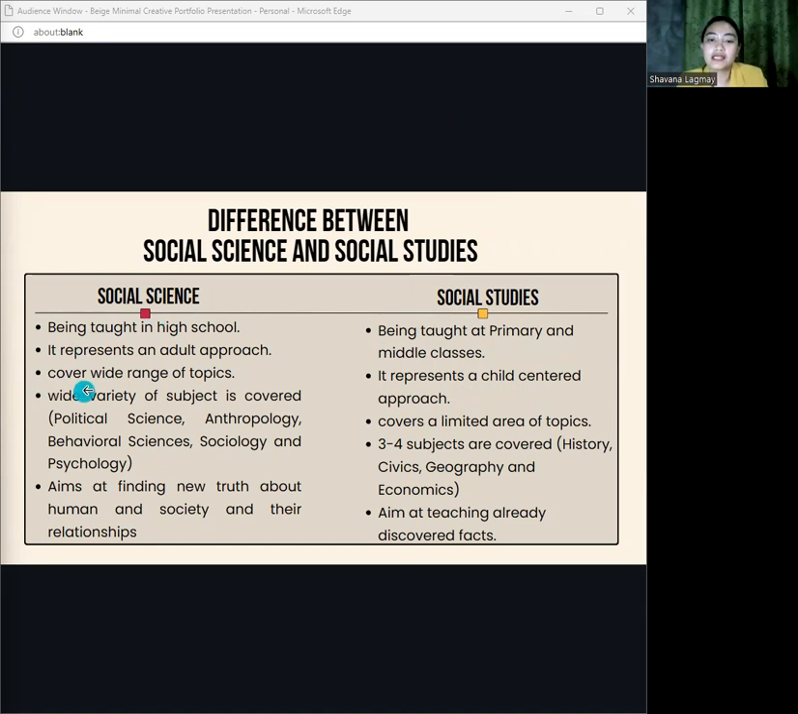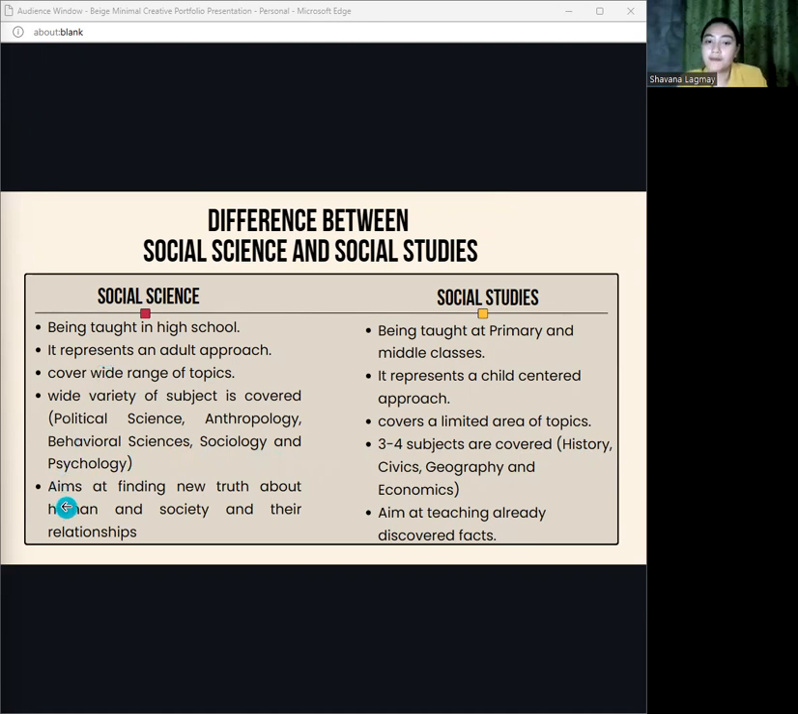Social science covers a wide range of topics, while social studies covers a limited area of topics. So in social science, there are a lot of topics to be discussed, while in social studies, there is only a limited number of topics to be discussed. So let's proceed to number four. In social science, there is a wide variety of subjects covered, and that would be political science, anthropology, behavioral sciences, sociology, and psychology. While in social studies, there are only 3 to 4 subjects that are covered, and that would be history, civics, geography, and economics.